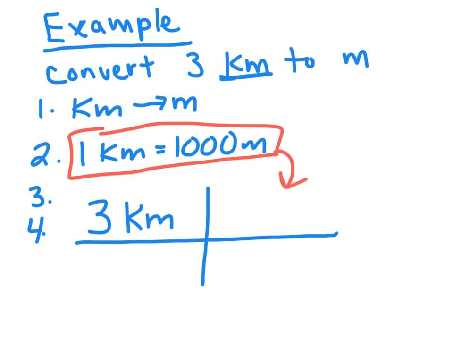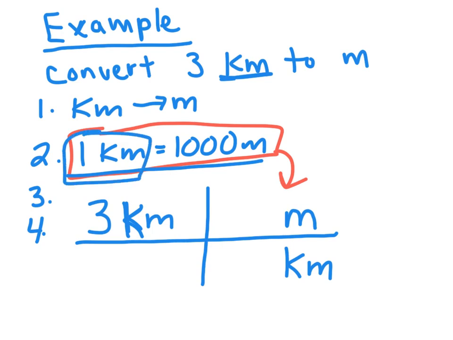but I have to do it in such a way that kilometers cancels out. So if I've got kilometers on top, then I'm also going to have to put kilometers on bottom, because that's what I want to cancel out. I'm trying to get rid of that and just leave meters. So if kilometers are on bottom, then meters are on top. Now I just take the numbers from my conversion factor and I put them in. The number that goes with kilometers is 1 kilometer. The number that goes with meters is 1,000 meters. So I'm going to put all that stuff in.